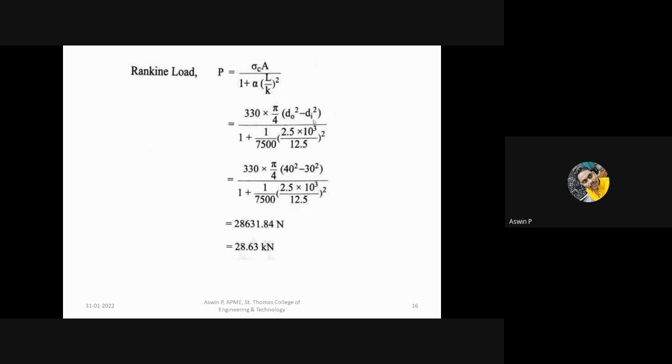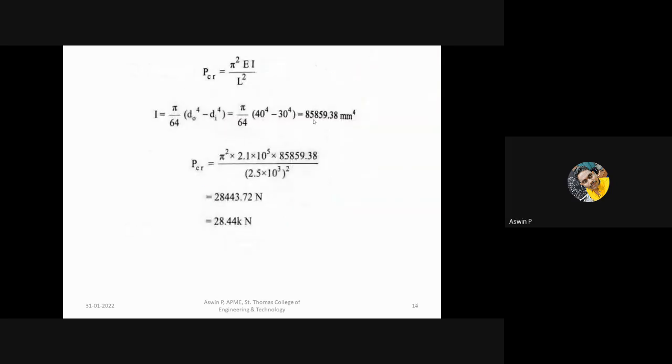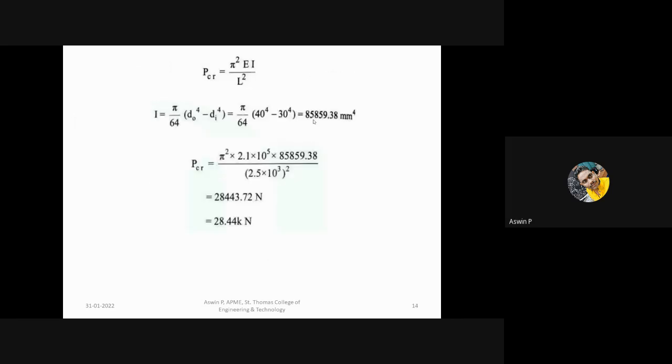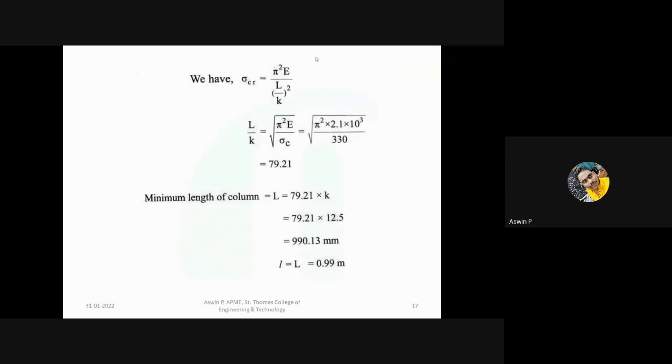Okay. Now we have found the Rankine load, that is 28.63, and we have Euler's load as 28.44. The question asked, just look at the question, is to compare the crippling load obtained by using Euler's formula and Rankine formula. So you need to find the comparison, that is the ratio of crippling load obtained by Euler's formula and Rankine formula. So you need to take a ratio of Euler's crippling load divided by Rankine's crippling load. That was asked in the question paper, and the answer will be, just look here.